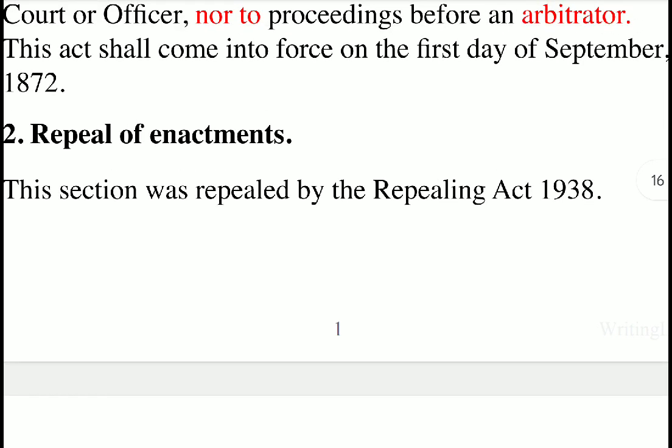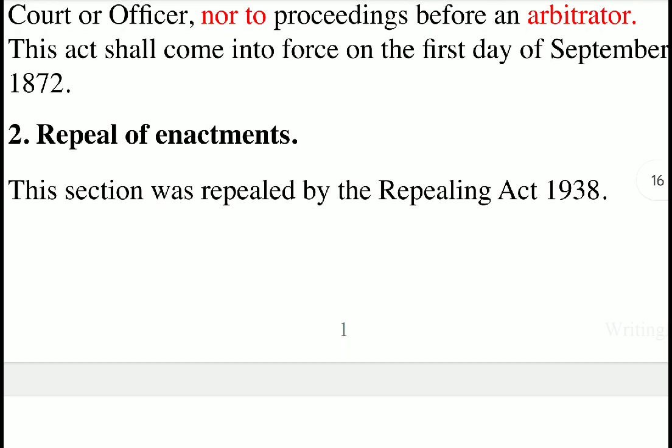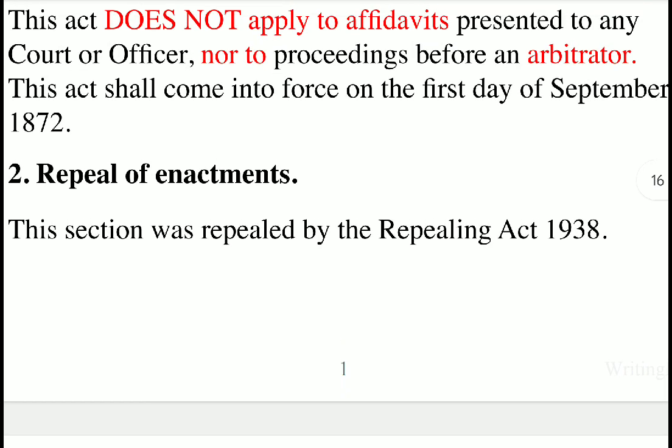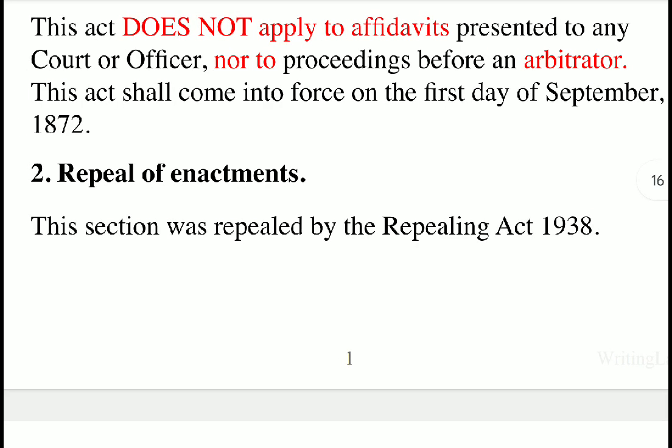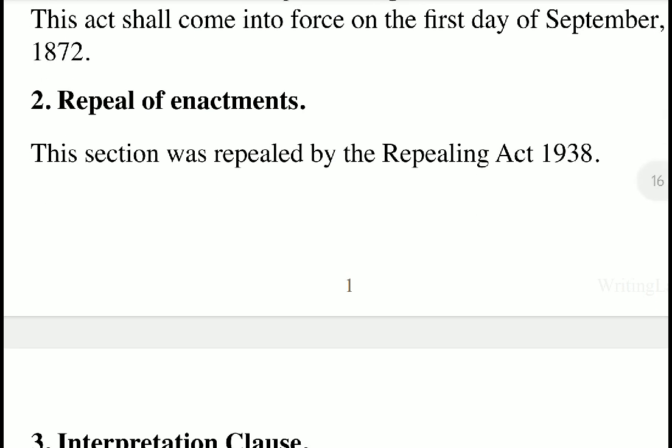Now, this act shall come into force on the first day of September 1872. So, when will it come into force? It will come into force on the first day of September 1872. Repeal of enactments. Section 2 says this section was repealed by the Repealing Act 1938. So, Section 2 was repealed by the Repealing Act 1938.